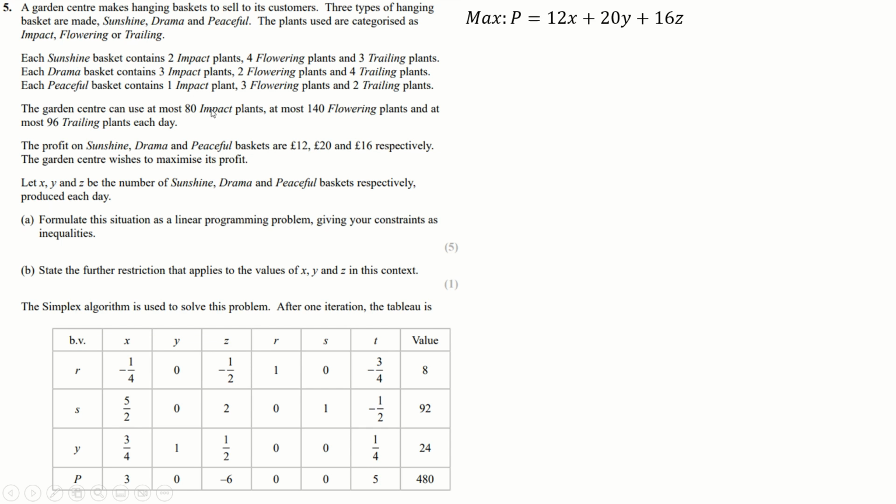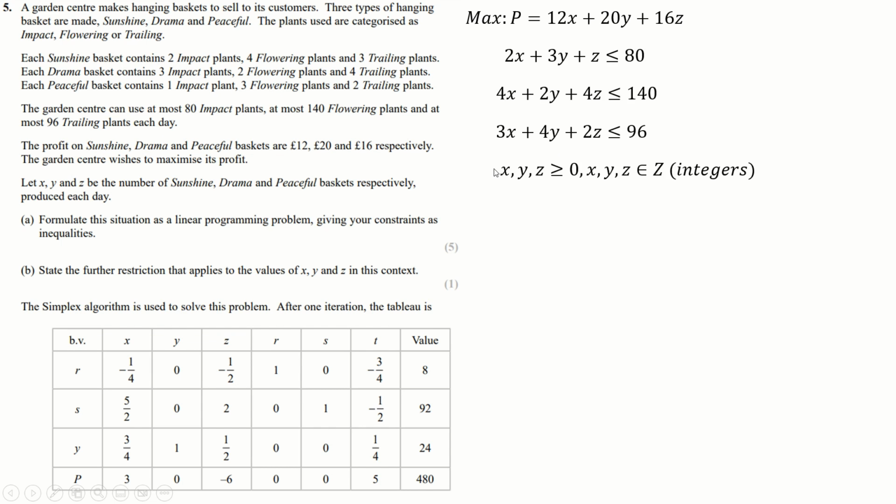But what we can say is if we can use at most 80 impact plants, because Sunshine uses 2, Drama uses 3, and Peaceful uses 1, for every Sunshine basket you make, you use up 2 of them. So we need to keep 2 lots of X plus 3 lots of Y plus 1 lot of Z less than or equal to 80. And likewise over here, we need to keep 4 lots of X plus 2 lots of Y plus 3 lots of Z less than or equal to 140, and so on. And we end up with this. We also, of course, need X, Y, and Z to be greater or equal to 0 because we're making things, and they also need to be integers. And I think that's basically all of this done.